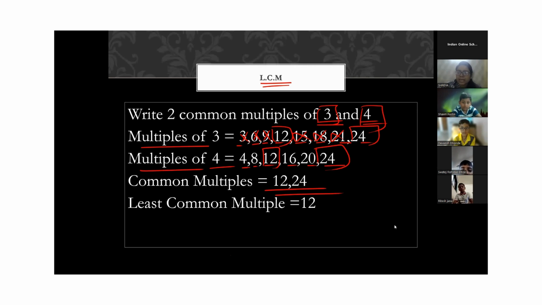Nishchit, what's my LCM? Which one will I pick among 12 and 24? Ma'am, L for... No, I'm asking among 12 and 24. I just found the common multiples, na? 12 and 24, right, Nishchit? Yes, ma'am. So among 12 and 24, which one will I pick?